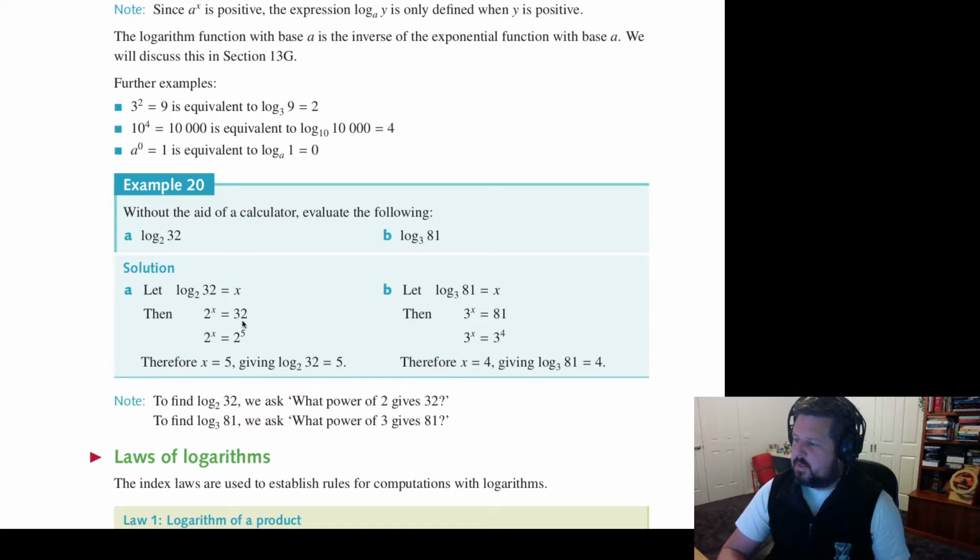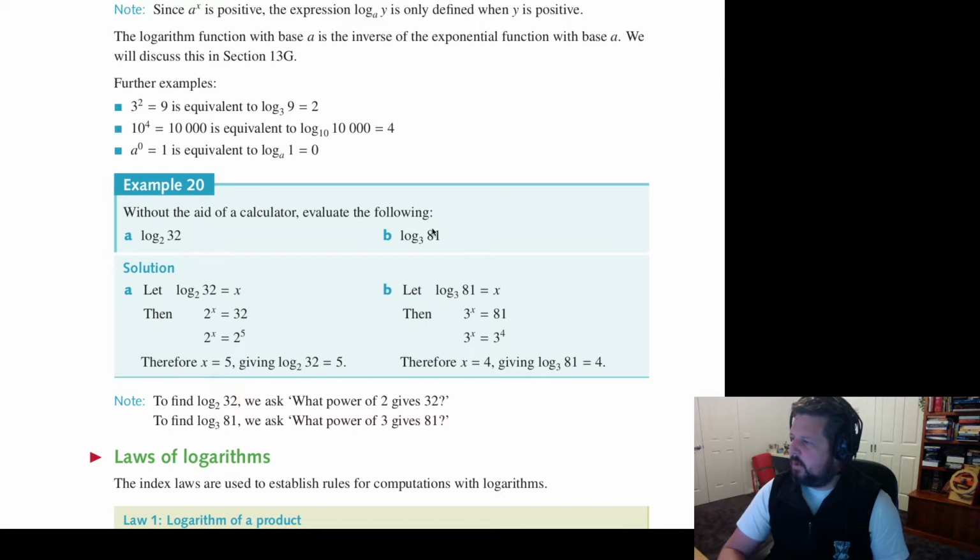Remember from previous exercises with indices, if you want to evaluate these, they have to have the same base. So we need to rewrite 32 with the base 2. 32 is the same as 2 to the power of 5. When they've got the same base, we can just evaluate the powers and work out that from there. So x is equal to 5 in this particular case.